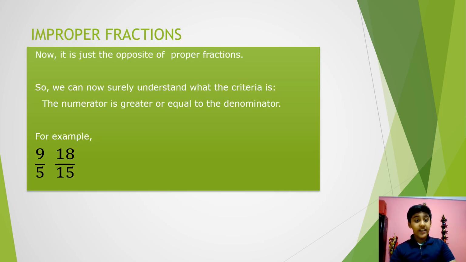Improper fractions. Now, it is just the opposite of proper fractions. So we can surely understand what the criterion is: the numerator is greater than or equal to the denominator. So here it says greater and equal. If we see 18 by 18 or any number, if the numerator and the denominator are equal, then it will be called an improper fraction. We will have more examples like 9 by 5 and 18 by 15.